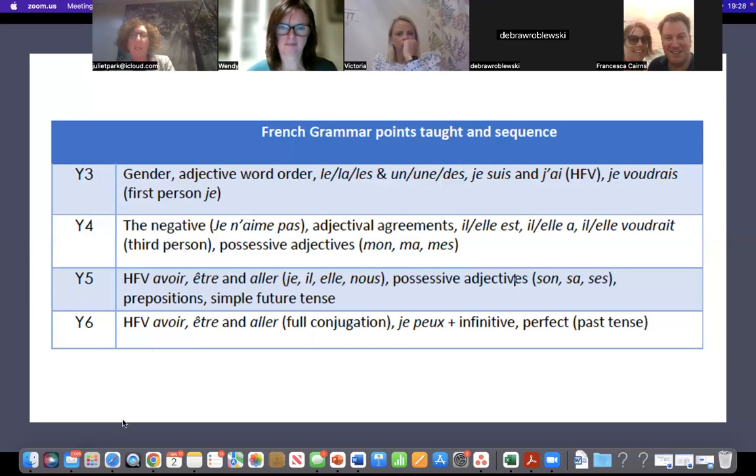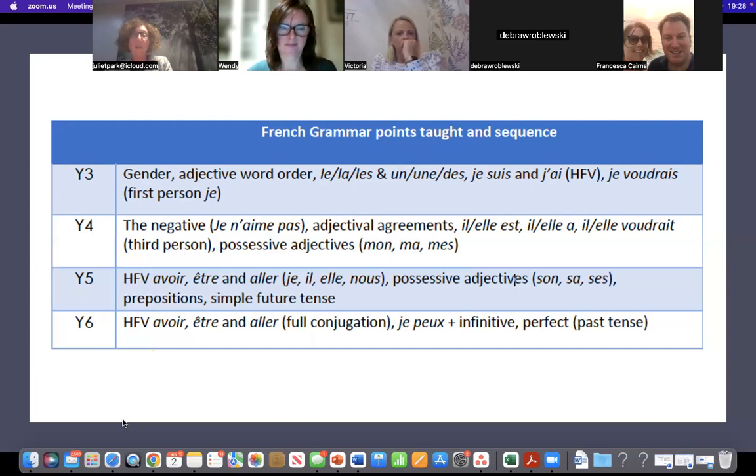What we know is really important is that they revisit this grammar across different contexts and different topics, because sometimes a criticism of language learning is that children learn a particular grammar element or even vocab in a topic, and then they struggle to transfer that to other areas of the curriculum or other topics.